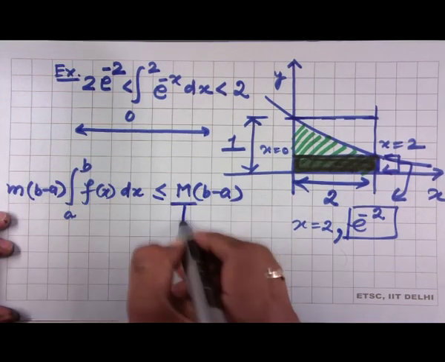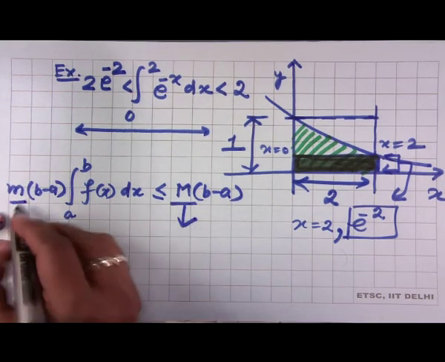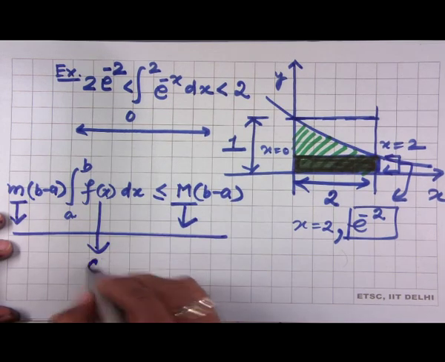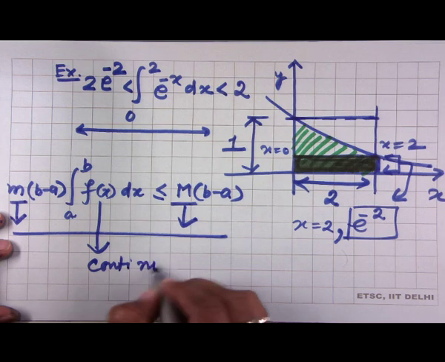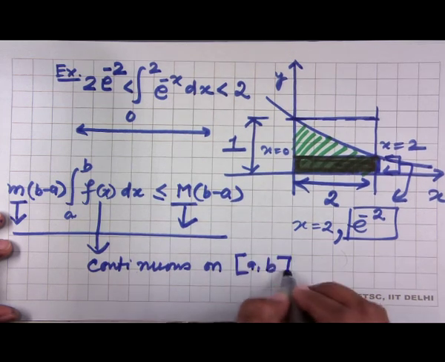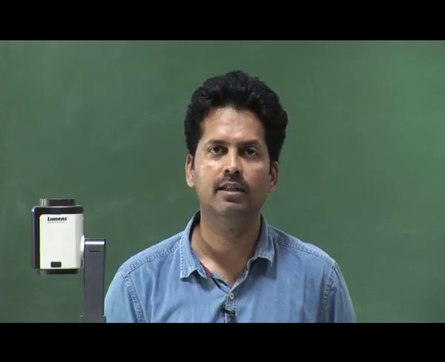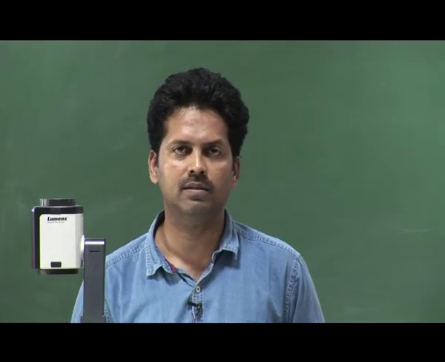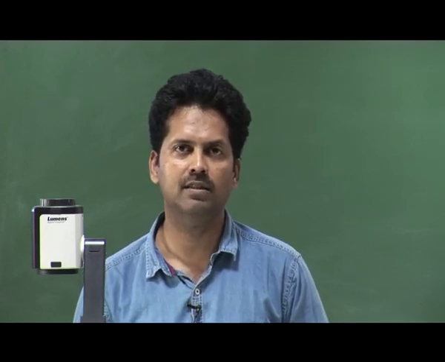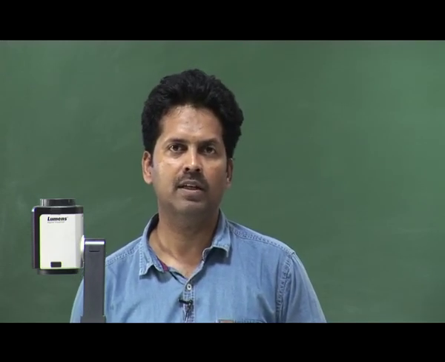Here M is the maximum value of the function and m is the minimum value of the function. We have assumed f to be continuous on the closed interval [a, b]. Let us finish this discussion and move ahead and solve some more miscellaneous exercises on definite integrals.